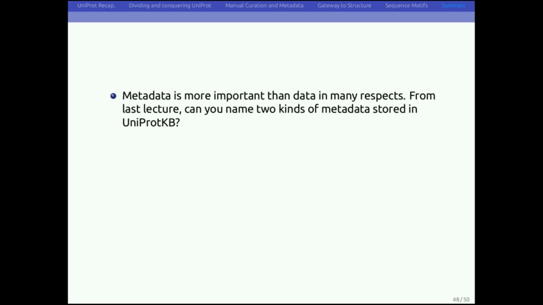So, from the last lecture, can you name 2 kinds of metadata that are stored in UniProt KB? If you remember, we looked at the UniProt homepage, and I pointed out distinctly some different kinds of metadata that we had available to us that we could search on, that we could classify, that we could cluster. So can you name 2 kinds of metadata? It's on the homepage.